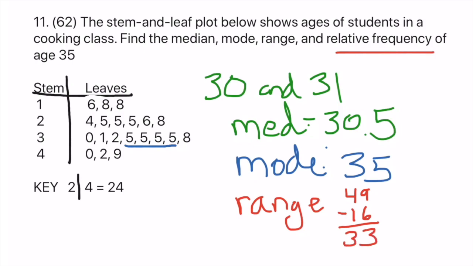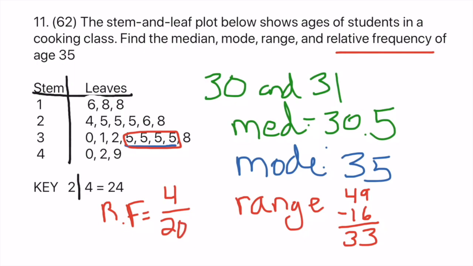And then the relative frequency of age 35. So the relative frequency is just the percentage of people that are 35. So we already found that there are 4 people that are 35. So I'm going to write this over here. Our relative frequency is 4 out of, and there were 20 ages.